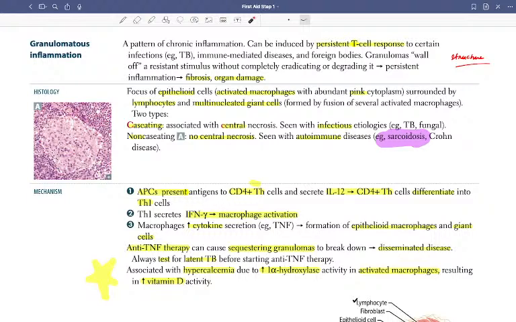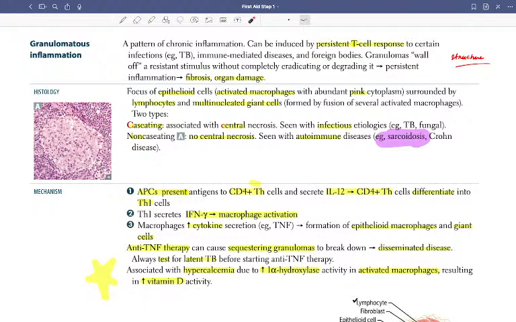So what is that cell? Epithelioid cells are activated macrophages with abundant pink cytoplasm, surrounded by lymphocytes and multinucleate giant cells, which are a fusion of several macrophages. This is also important in Aschoff bodies, caterpillar cells, and so on.